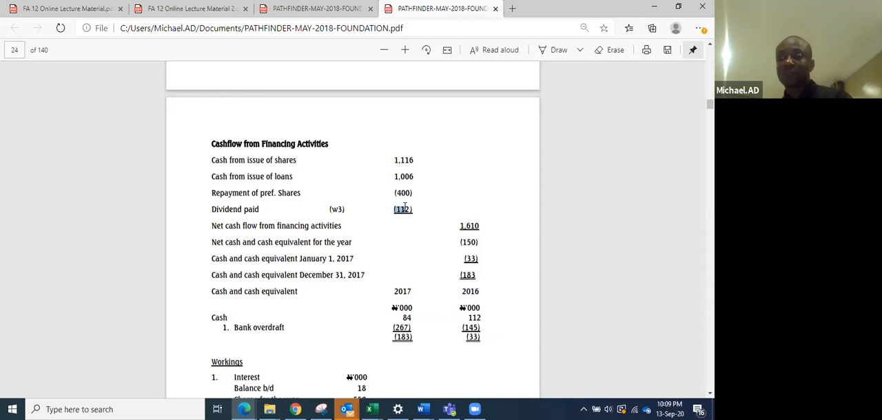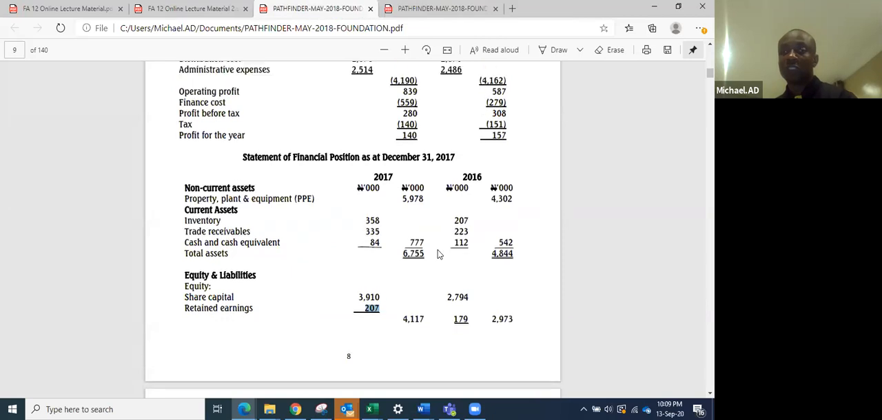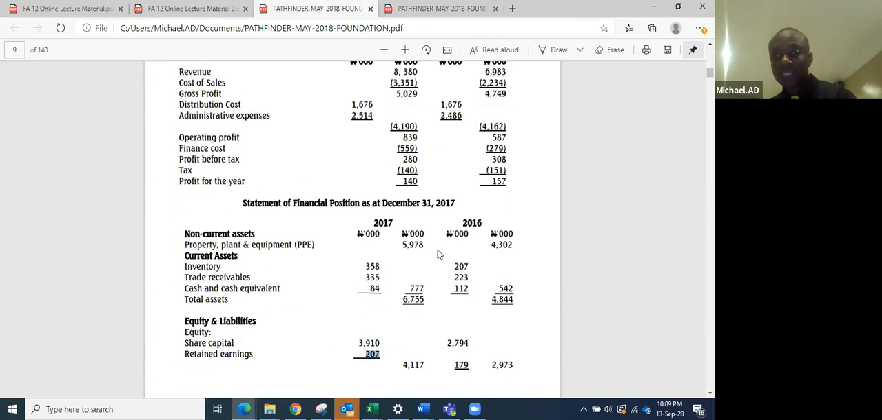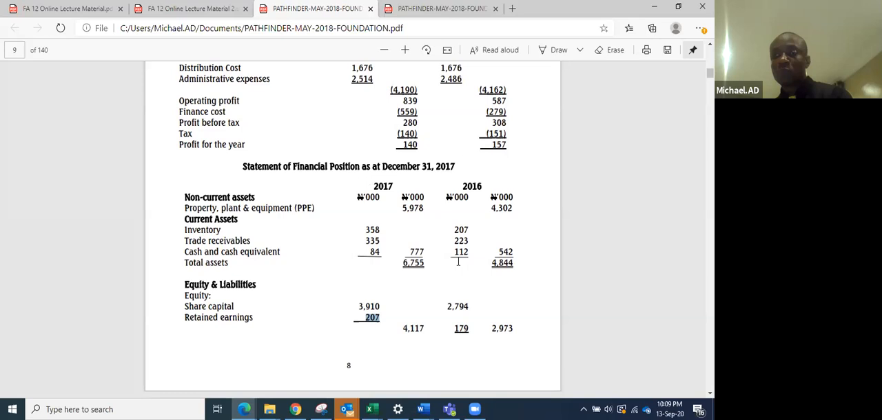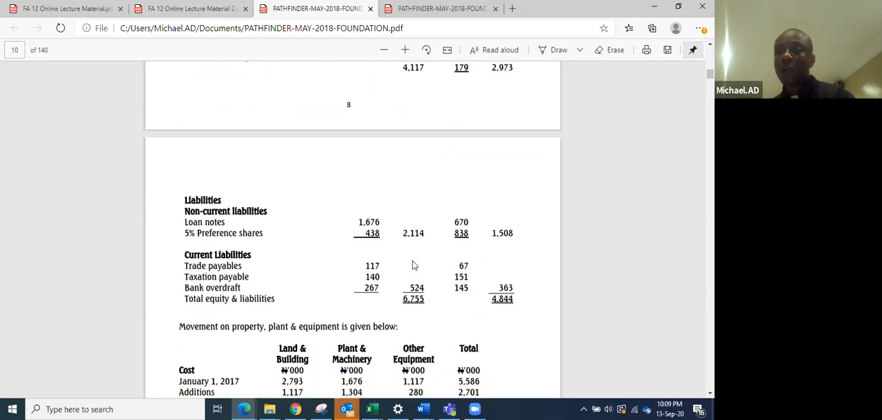That we are subtracting. And at the end of the day, the whole cash that we spent for the whole year was 150, both money coming in and money going out. But what is the cash that we have in the beginning of the year? Now, this is where the trick is. At the beginning of the year, the cash we have is 112. But is it really 112? Now, let's look at it, we have a bank overdraft of 145.